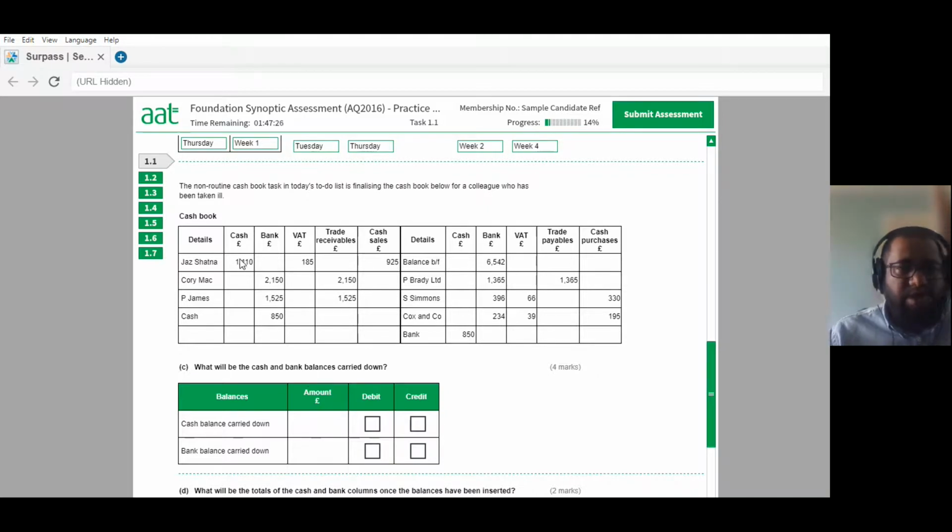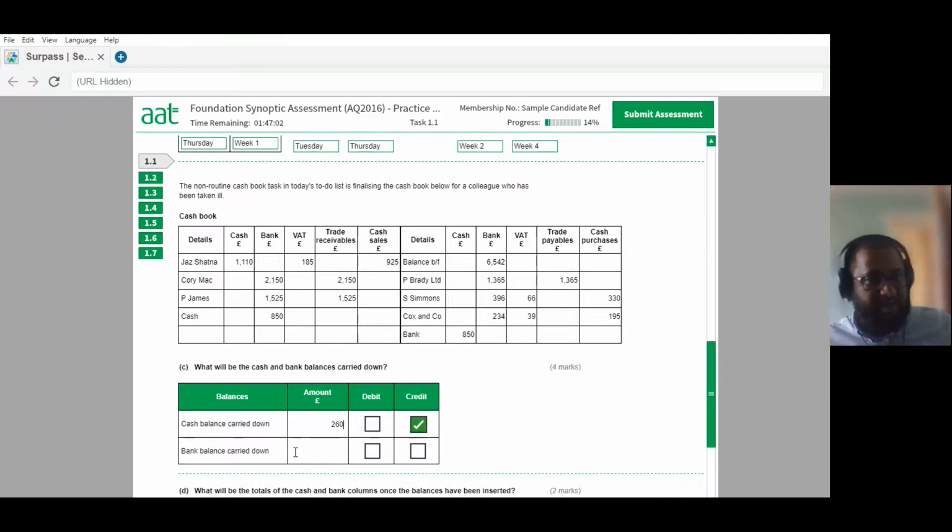So let's total the cash side. Debit side, we have 1,110. And the credit side has 850. So your balance carried down for cash is going to be the difference between those two, £260, but that will be on the credit side. So that means your debits and credits will match if your balance carried down is on the credit side.